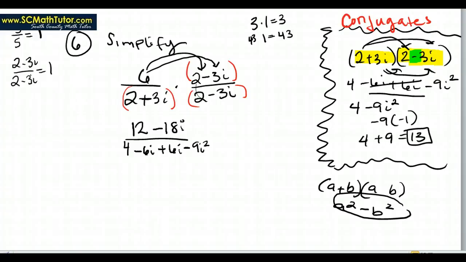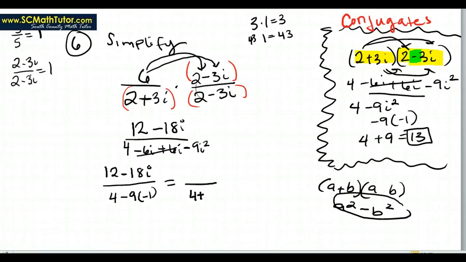Let's go ahead and simplify the bottom. These two are the same, they cancel out. i squared is the same as negative 1. Keep the top. And divided by 4 minus 9 times a negative 1, which becomes 4 plus 9. I'm going to write all my steps: 4 plus 9, which becomes 13 on the bottom, and on the top you still have 12 minus 18i.